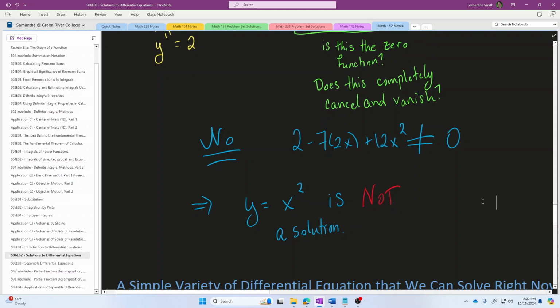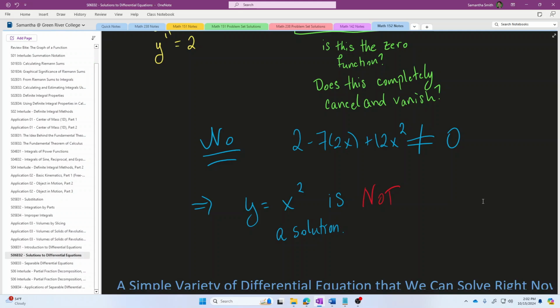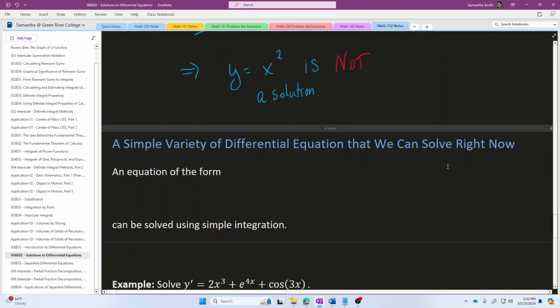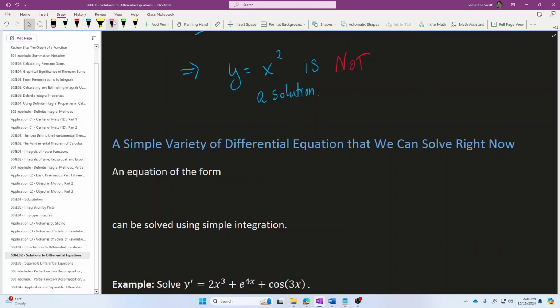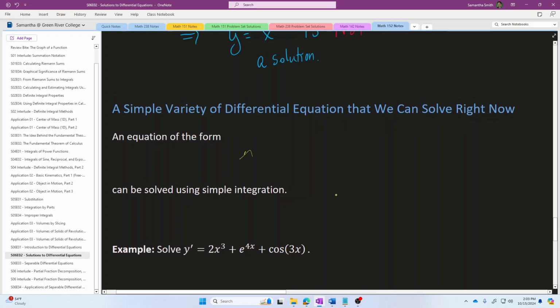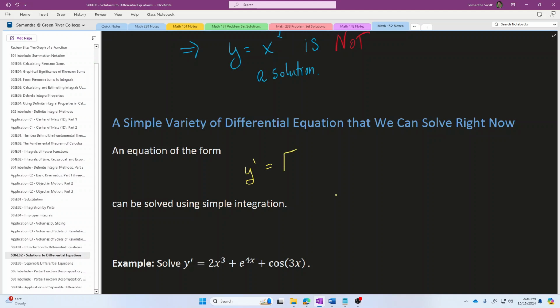Okay, so now that we have figured out the difference between solving an equation and checking to see if a single given function is a solution, I want to introduce you to one very specific variety of differential equation that we actually can solve right now just using the integration techniques that we've learned so far in this class. The specific variety is an equation of the following format: y prime on one side of the equation, and on the right side an expression containing only the input variable.